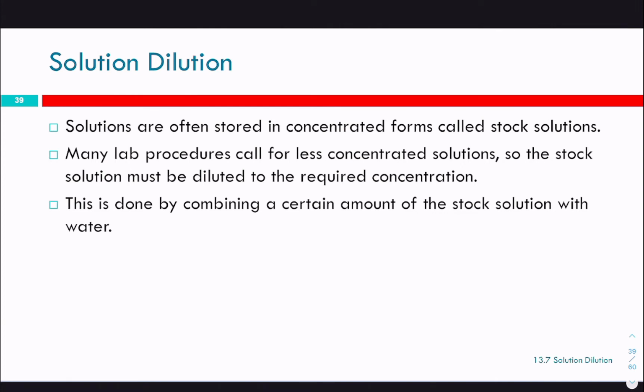Many lab procedures call for less concentrated solutions, though. So we have to dilute that stock solution and make it less concentrated. We can do this by combining a certain amount of the stock solution with water. So we're just diluting these with water. It's kind of like those Mio drink mix things where you squirt the concentrated drink mix into your water bottle or whatever, shake it up, because you don't want to drink the concentrated stuff. It tastes very bad.